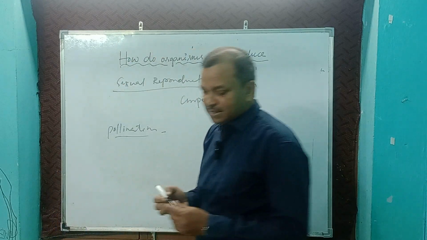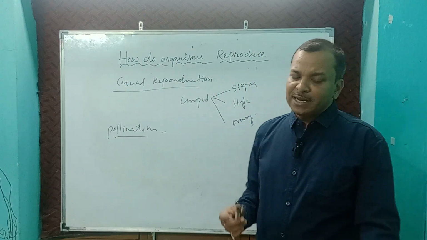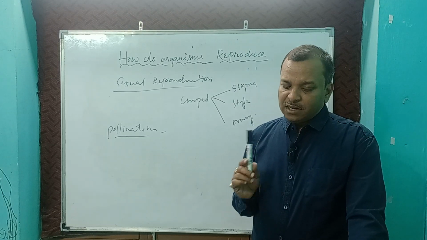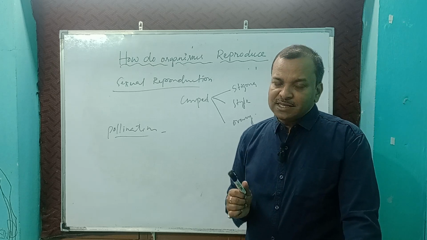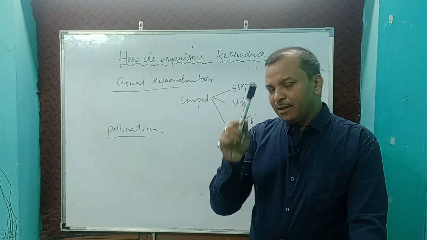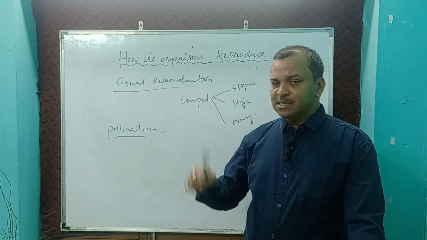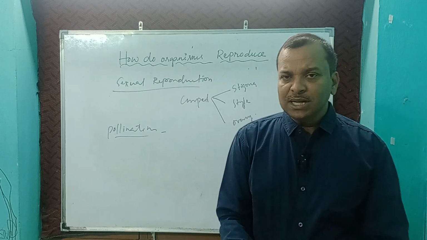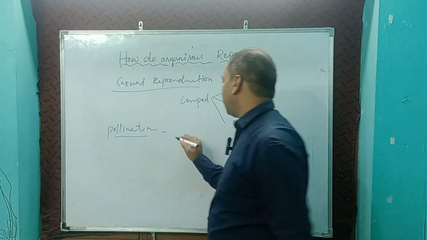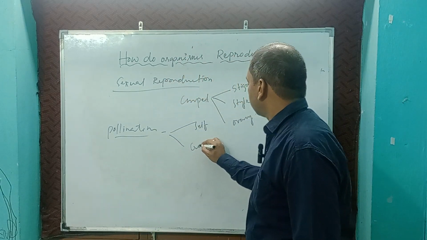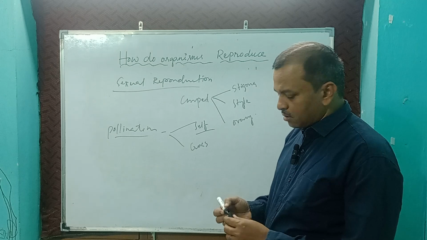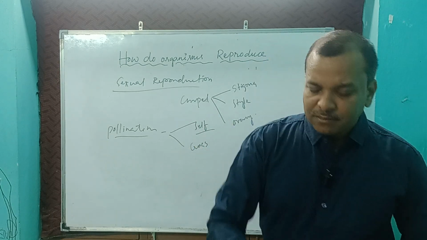Okay, pollination. Transfer of pollen grains from anther to the stigma of a flower is called pollination. Pollen grains will transfer, that is called pollination. There are two types of pollination: self pollination and cross pollination. Self pollination occurs in the same flower.